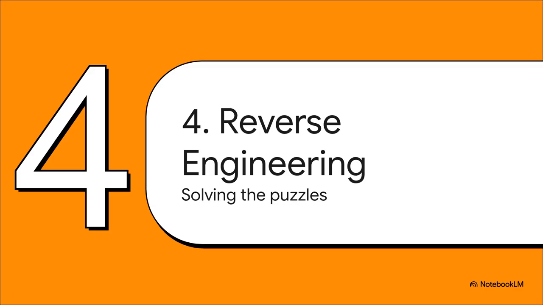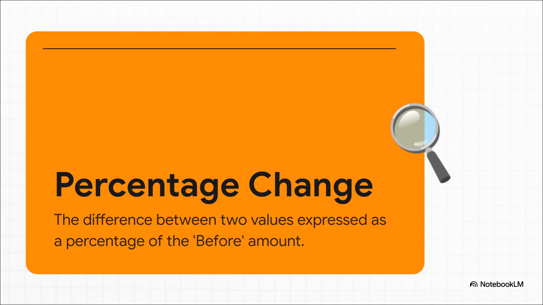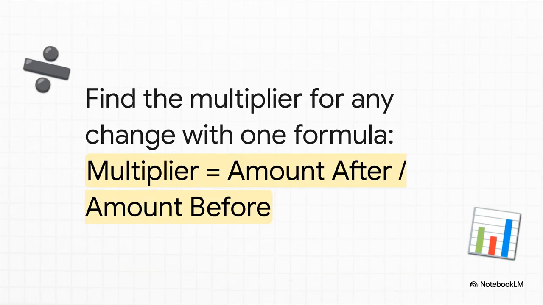All right, Section 4, reverse engineering. We've totally mastered the basics. Now it's time to use our multiplier to solve the puzzles that trip almost everyone up, reverse percentages. First, a quick but super important definition, percentage change. It's the difference between two values, but, and this is the important part, it's expressed as a percentage of the original amount. That last part, that it's all based on the original, that's the key to everything that follows. And get this, we can find the multiplier for any change with one dead simple formula. You just divide the final amount, the after, by the original amount, the before. The number you get, that's your multiplier. It instantly tells you the precise percentage change.